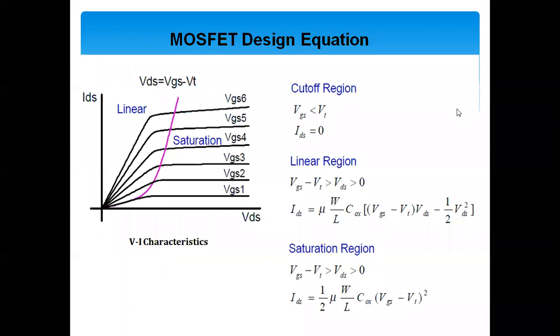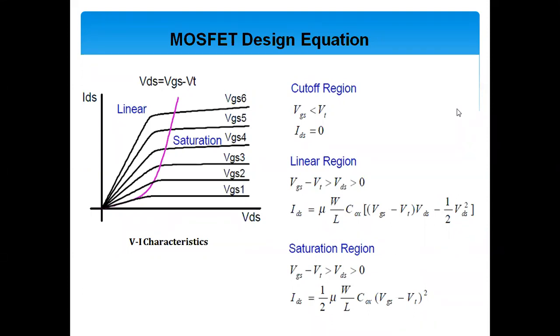Now again, in each region, what are the different design equations? In the cutoff region, IDS is 0, so there is no question of an equation. VGS is less than the threshold voltage. And here we are talking of the N channel E MOSFET, the N channel enhancement type MOSFET. Always remember, we are deriving this equation for the N channel E MOSFET. E stands for enhancement type MOSFET.